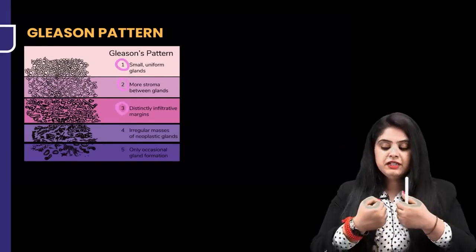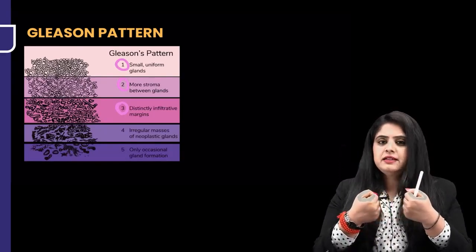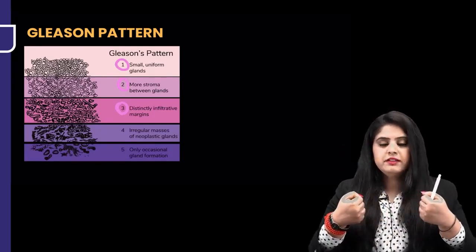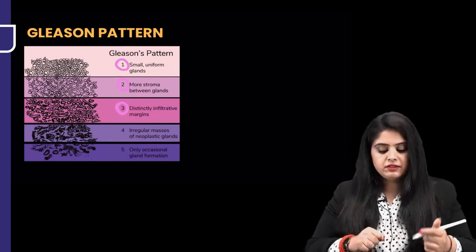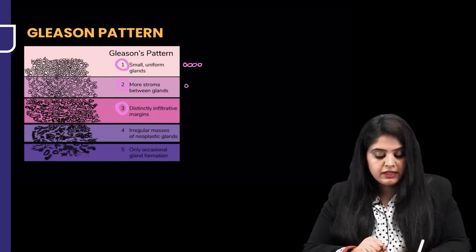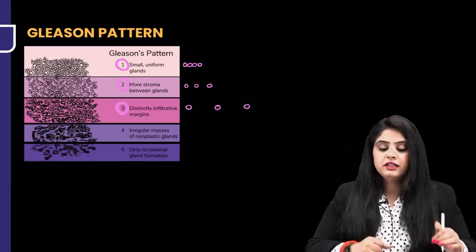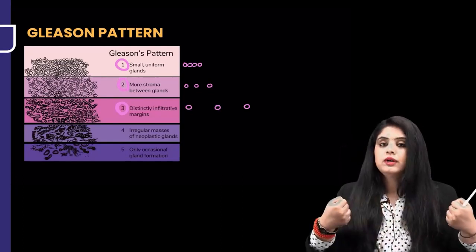If the glands are back to back, pattern 1. If they are a little away from each other, pattern 2. If they are very much away from each other, pattern 3. Easy, right? So you will remember 1, then 2 and then 3.